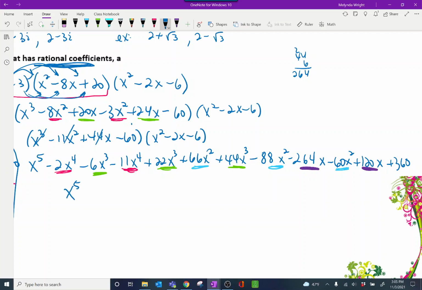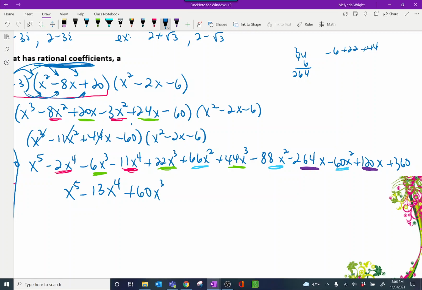So x to the 5th, yay. Let's look, negative 2x to the 4th minus 11x to the 4th would give me a negative 13x to the 4th. Okay, good. Now let's look at the green ones. So what do I have? I have negative 6 plus 22 plus 44. What would that give me? That's 66 minus 6, so 60. 60x cubed.